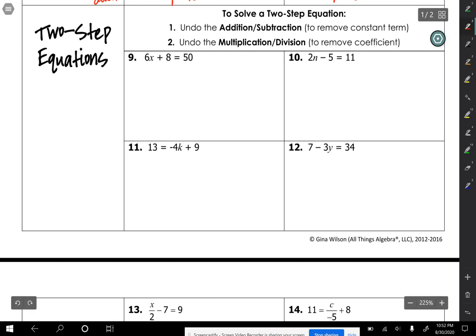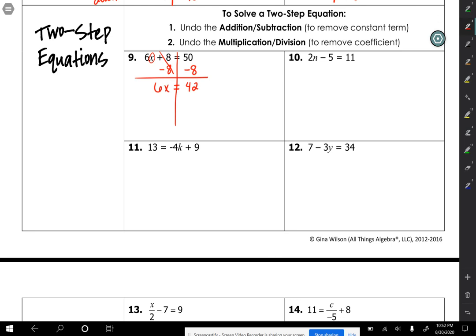All right, in this one, we're going to use the same process. Draw our line down the middle. Circle the variable we want to solve for. So in number 9, it says 6x plus 8 equals 50. Now, 6 and the x are right next to each other. So I need to get rid of this +8 first. To get rid of that +8, I need to subtract 8, which is the opposite of addition, on both sides. So that the +8 and the -8 are going to cancel each other out, leaving me with 6x equals 50 minus 8 is 42.